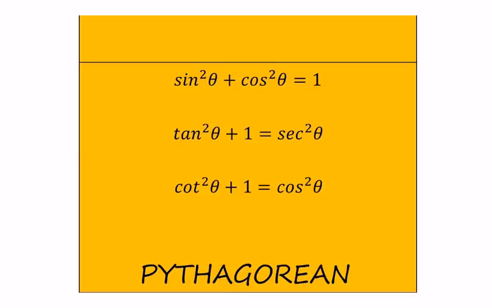Next are the Pythagorean identities, and we'll talk about where these come from later on. Sine squared plus cosine squared is equal to 1. Tangent squared plus 1 is equal to secant squared. And cotangent squared plus 1 equals cosecant squared. You can take any of these Pythagorean identities and rearrange them if you want to solve for one of the functions, and it still equals the Pythagorean identity. Just rearranging the equation doesn't change it.